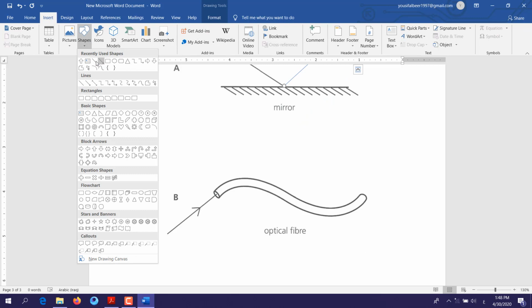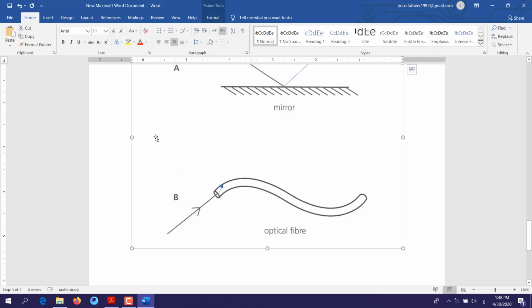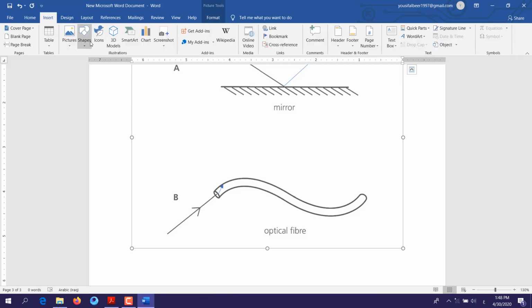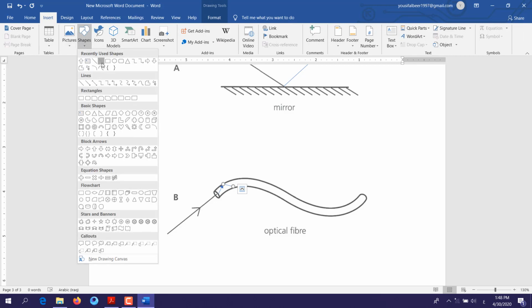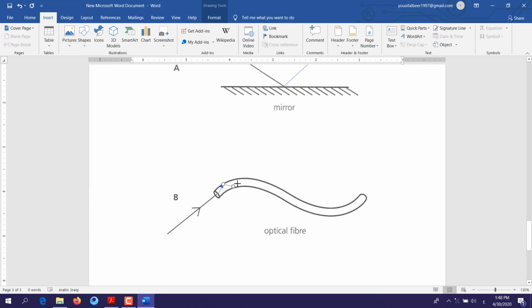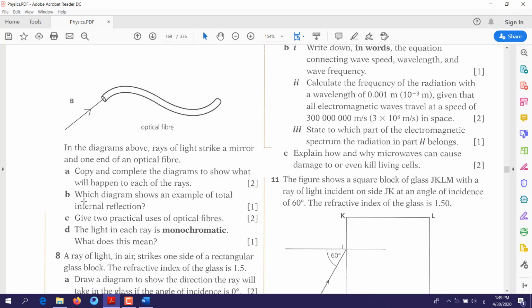B. Because it's an optical fiber, what will happen? It will start bending in this way, okay? Because in optical fiber, we said, what do we have? We have total internal reflection, okay? And it will keep going in this way. B, it says, which diagram shows an example of total internal reflection? Of course, the example is B.